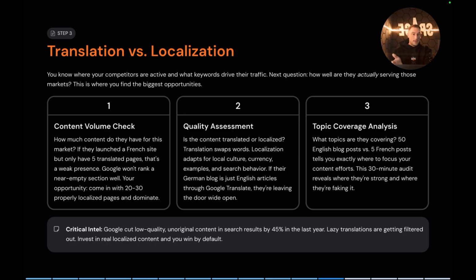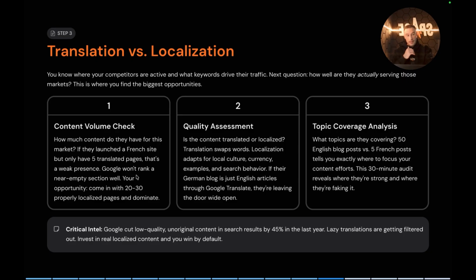So your job is actually pretty simple. It is finding a market where competitors are underinvesting in content quality and entering them with real localized depth. So to make a little summary: do a content volume check, do a quality assessment, and then do the topic coverage analysis to see, okay, how fast can we go above the thresholds the competitors have? Because that is the way to scale fast, and it is also the way to really dominate a market where your competitors are lacking.